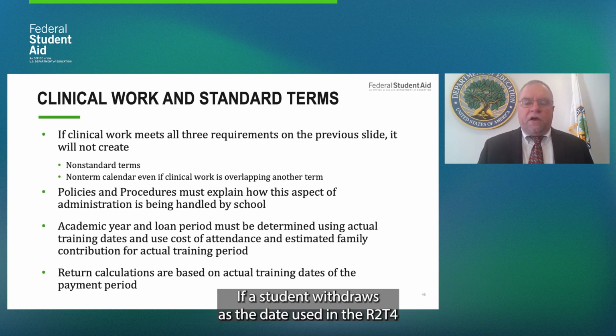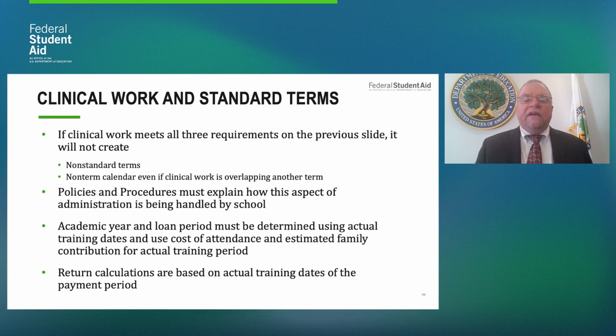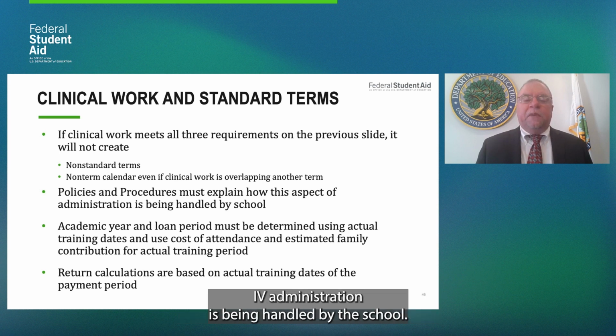If a student withdraws, the dates used in the R2T4 calculation are based on actual training dates of the payment period. And finally, your policies and procedures must explain how this aspect of Title IV administration is being handled by the school.